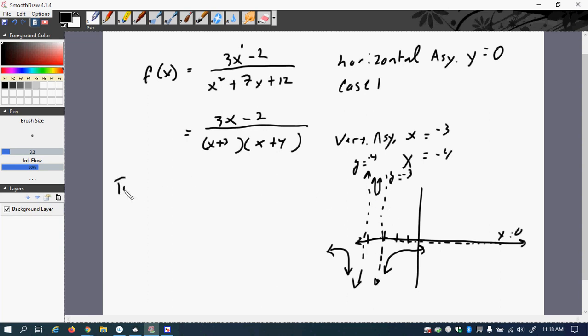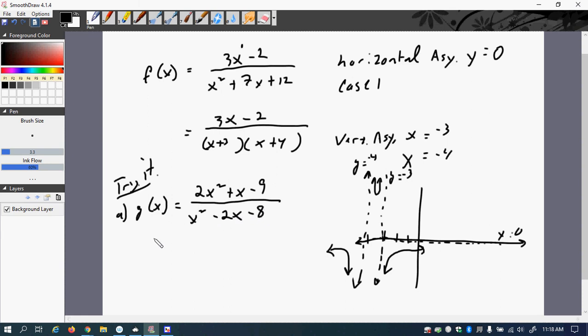What I'd like you to do for the triads is find the horizontal and vertical asymptotes. Here's the first one, g of x equal to 2x squared plus x minus 9 over x squared minus 2x minus 8. You'll have to factor that. What are the asymptotes? State which ones they are: what's the vertical, what's the horizontal? You'll have to factor all this, and then I want you to graph a nice pretty one. So make some points and put them on there so it looks good.